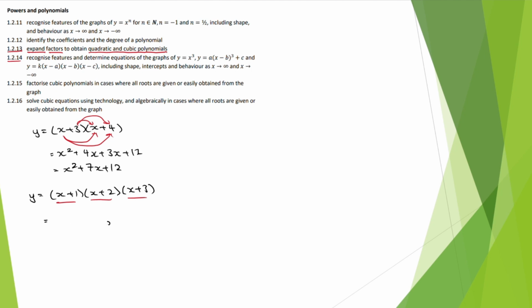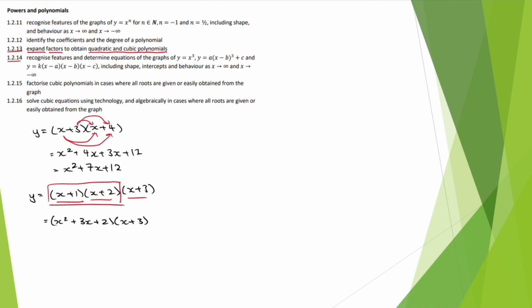But in this case, we'll have to first expand one of these, that is, for example, this part here, and then multiply that by x plus 3. So let's do that. So, in these first two linear factors, we have x plus 1 multiplied by x plus 2. Okay? And so this, if we expand this, gives us x squared plus 3x plus 2. And then we still have to multiply that by x plus 3.